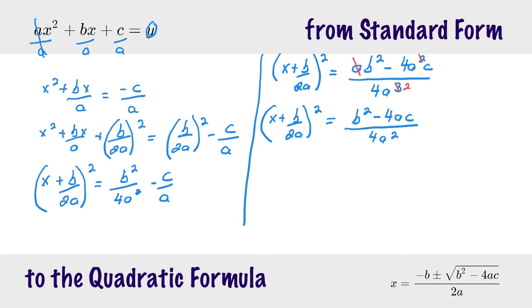The next step is to square root both sides. And one of these roots has to be positive or negative. So square rooting the left, I'm going to get x plus b over 2a equals plus or minus, and I'm going to separate out my fraction.